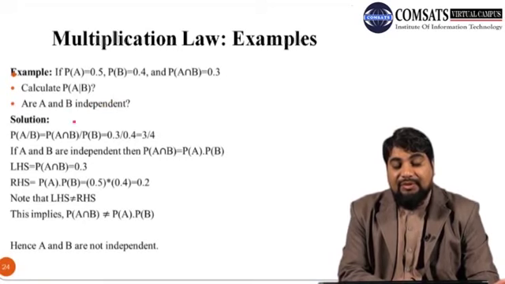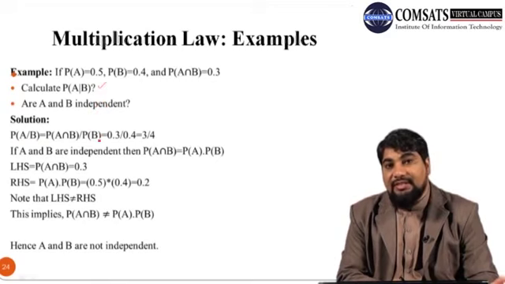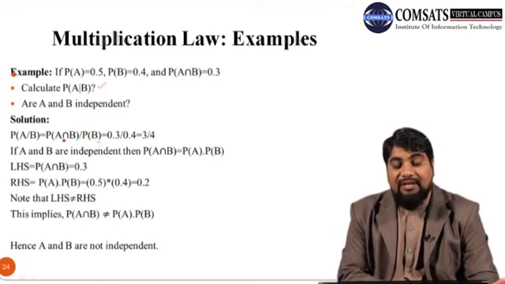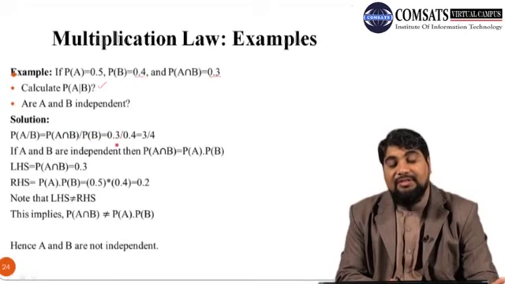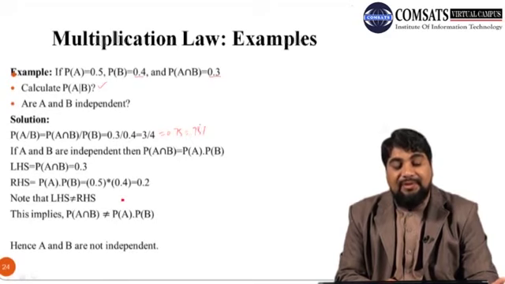We know that P of A given B is P of A intersection B divided by P of B. So in order to calculate P of A given B, just use this relation. P of A intersection B is given as 0.3 and P of B is given as 0.4. So 0.3 divided by 0.4, we get 3 by 4, or 0.75 or 75%.